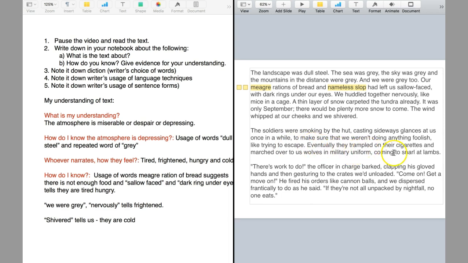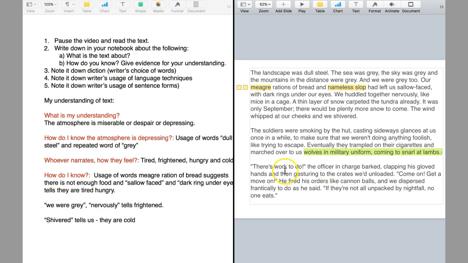Okay. "Eventually they trample on their cigarette." So they put them down and trample on it, stand on that, and "march over us, wolves in military uniform." They describe the soldiers like a wolf coming to snare lambs. Again, this part is telling how those prisoners are feeling. They are frightened. How do I know? They look at those soldiers as a wolf, and they feel like a lamb. That is, the wolf is trying to hunt a lamb.